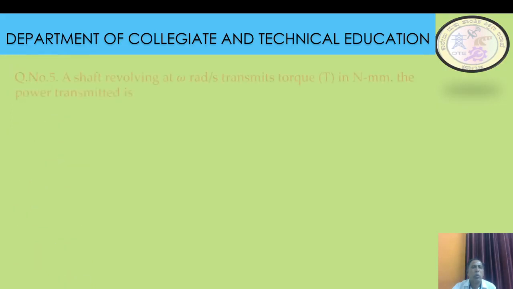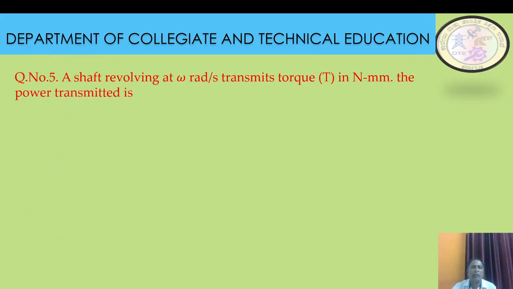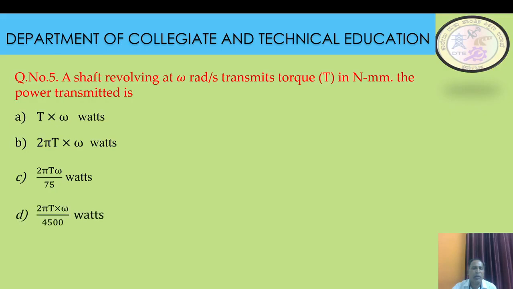Next question. A shaft revolving at omega radians per second transmits torque T in Newton mm. Then the power transmitted is: T into omega, angular speed into torque, in watts; 2 pi T into omega watts; 2 pi T into omega by 75 watts; 2 pi T into omega divided by 4500 watts. The correct answer is option A, that is T into omega watts. So this is the end of session 5.